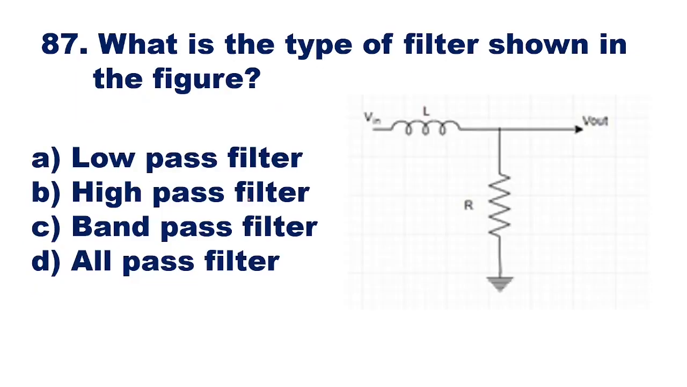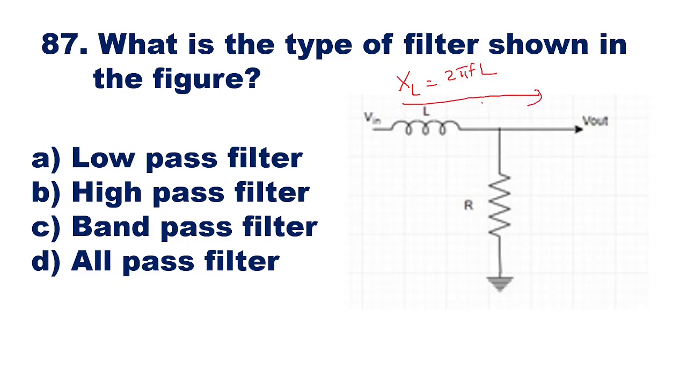Then we'll go to the next question, question number 87. What is the type of filter shown in the figure? In this figure we see a filter which has an inductor in series and a resistance in parallel. So the inductor in series will pass all the low frequencies, and therefore the filter shown here will act as a low pass filter, because the reactance provided by the inductor, XL, is equal to 2 pi FL, and therefore if the frequency is low, reactance is low, therefore lower frequencies will be passed.